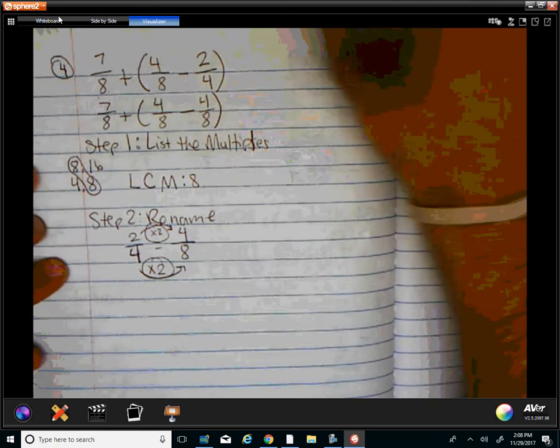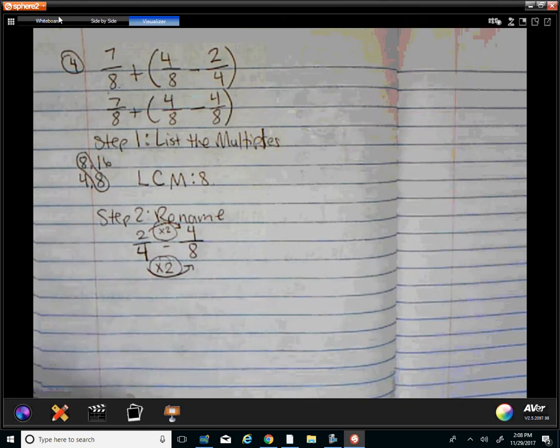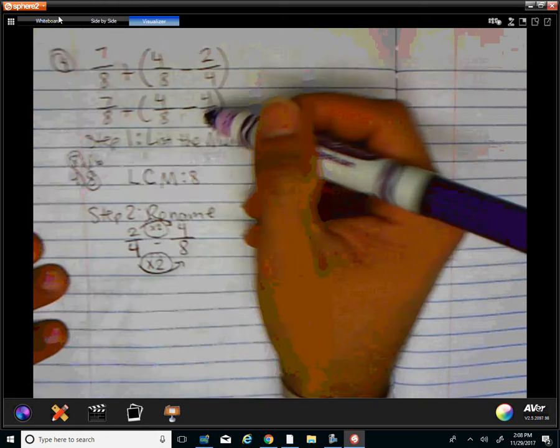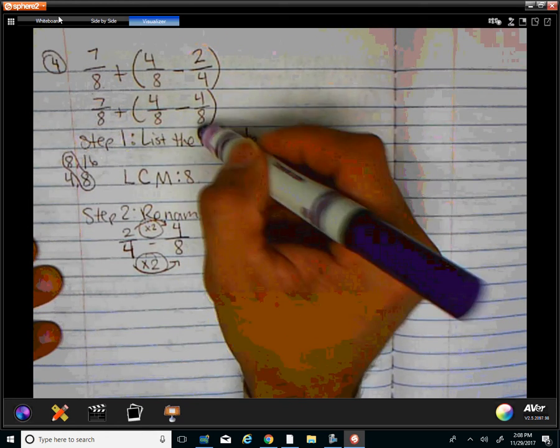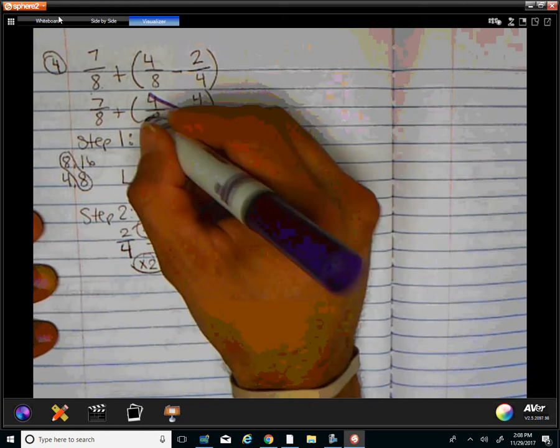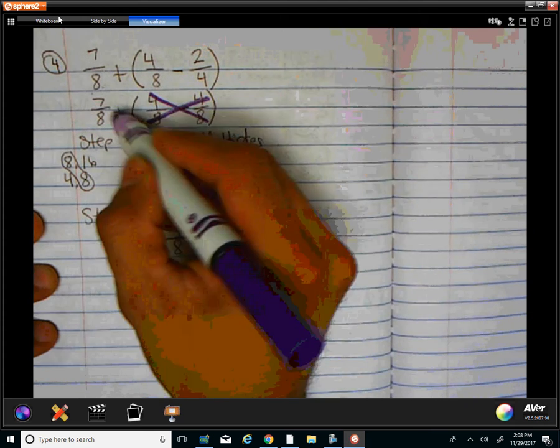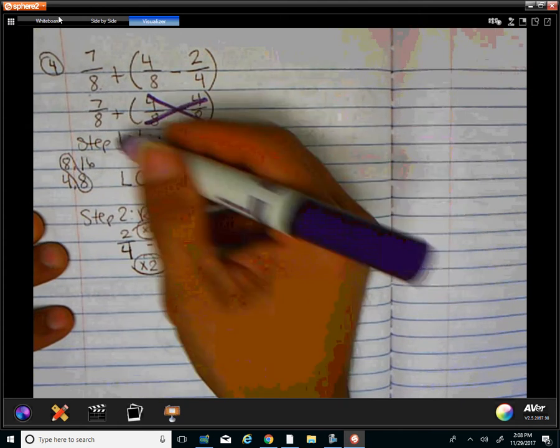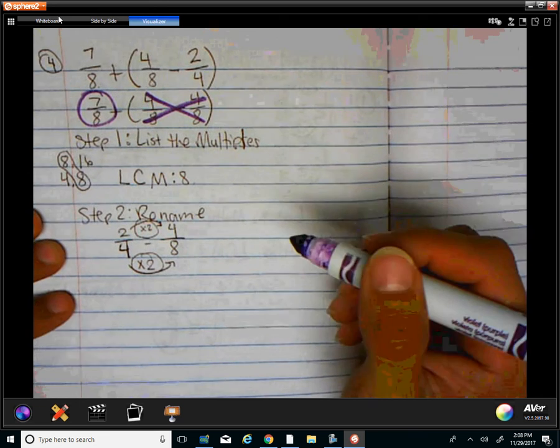And now it gets really easy because you're supposed to do parentheses first in order of operations. What's 4/8 minus 4/8? 0. It just cancels out. So what's 7/8 plus 0? So my final answer is 7/8.